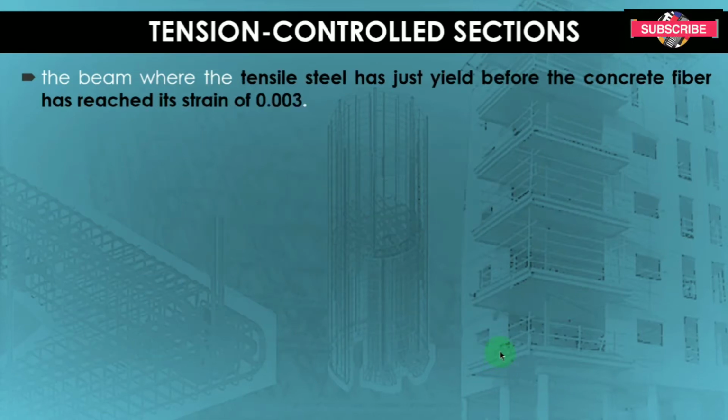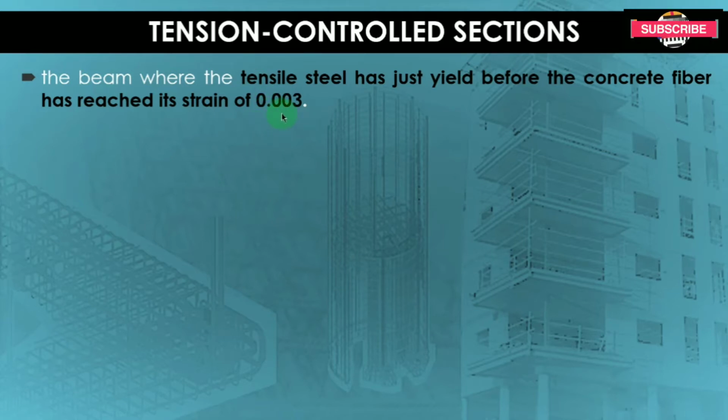At ngayon doon tayo sa tension control sections. So ito yung simple introduction niya, the beam where the tensile steel has just yield, no, before the concrete fiber has reached its strain of 0.003. So kung makikita niyo yung kaibahan doon sa balance section pala is ang concrete at ang steel mo ay nag-yield siya at the same time, no, simultaneously. At doon naman sa compression control section, nag-fail muna yung concrete niya bago nag-fail yung steel niya.